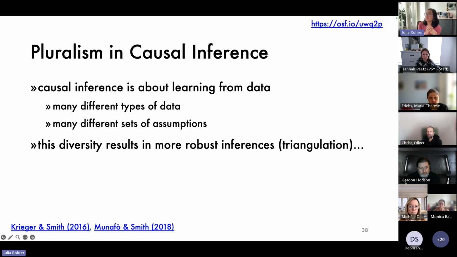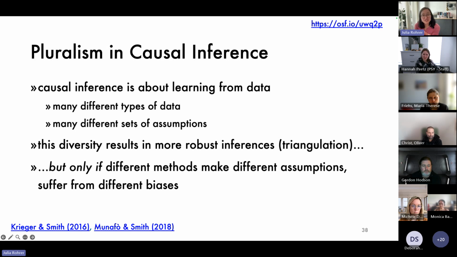However, I think one shouldn't be naive about that, because the triangulation doesn't work by just throwing more studies on the pile. It only works if the different studies actually rest on different assumptions that suffer from different biases and so on. So to really have this benefit of triangulation of multiple methods, you do need to be aware of the different assumptions that go into all the inferences. And for that, I really think you do need the causal inference framework to figure out whether these studies are making the same redundant assumptions or whether they are actually robust when taken together because they rest on different assumptions.